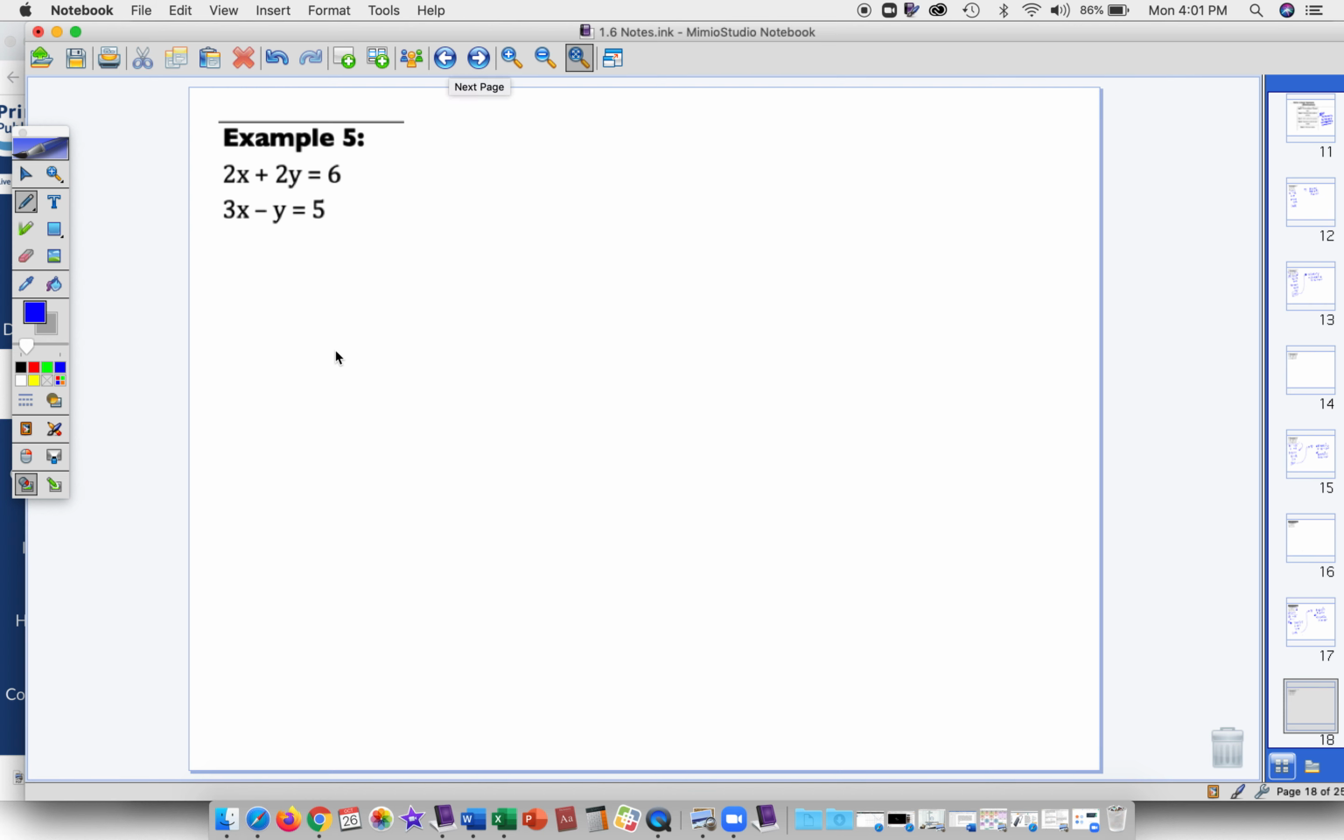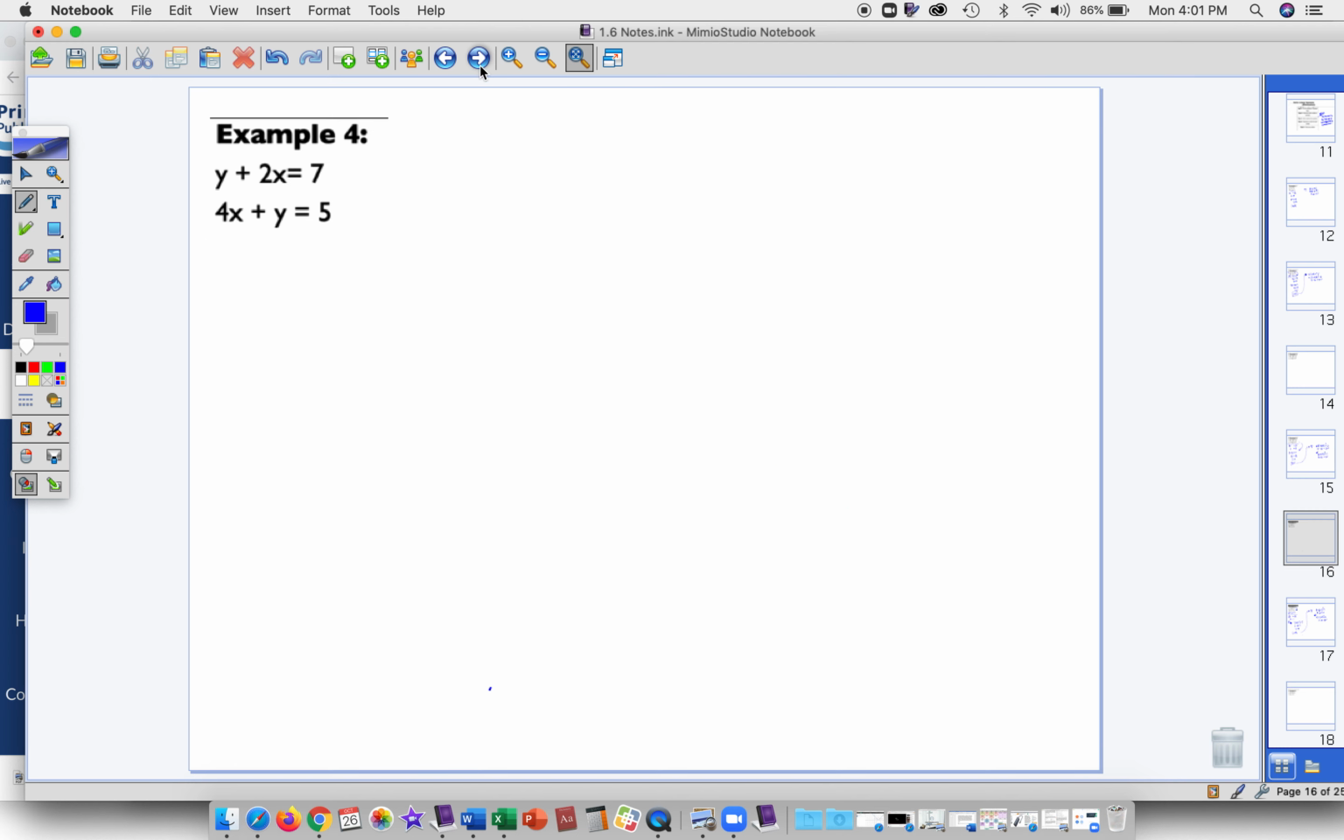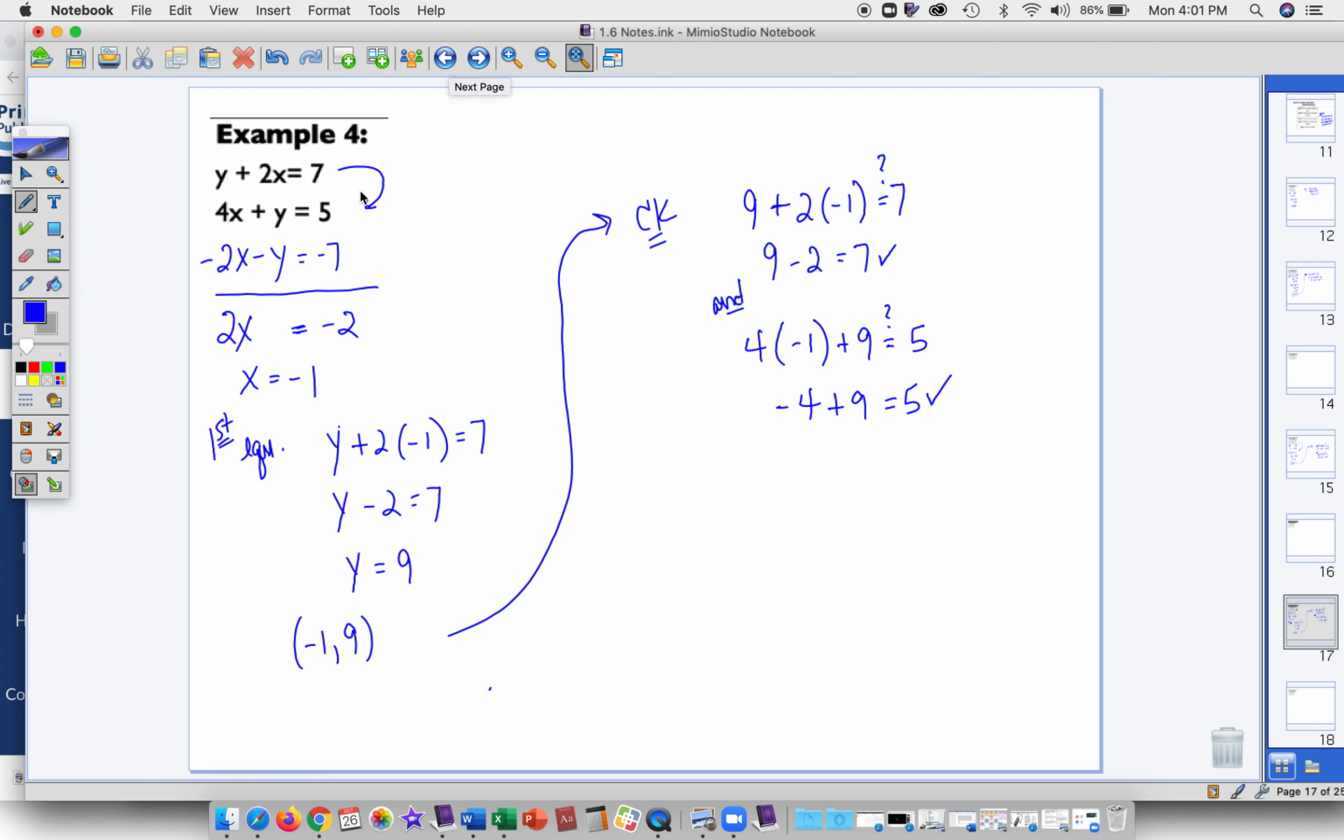Okay, now for this type, if you notice, we don't have opposites. In example 3, we had opposites, -3y and +3y. In example 4, let's see, what did I do here? We had the y's, so I made one of the y's a negative, which means I have to make every term of that equation negative. Opposites. So that gave me this new equation here.